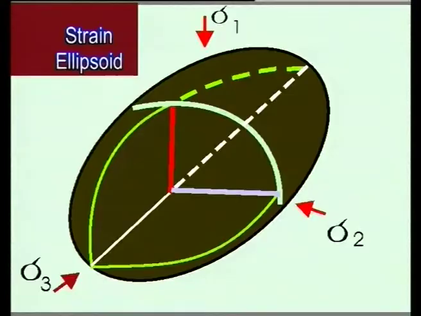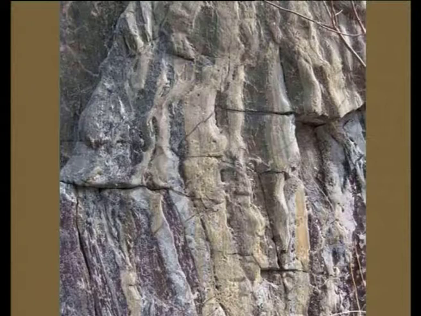While on the subject of strain ellipsoid, let us try to look at the progressive deformation during a deformational phase. What happens is that at every point of time during a phase of deformation, continuous phase of deformation, new strains are added to the already strained body.